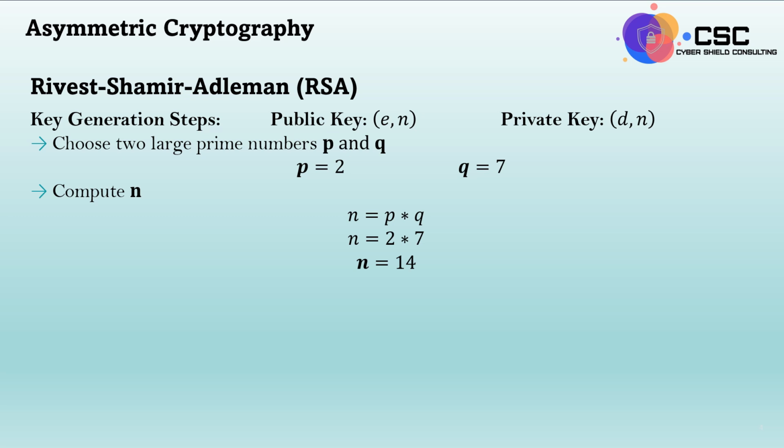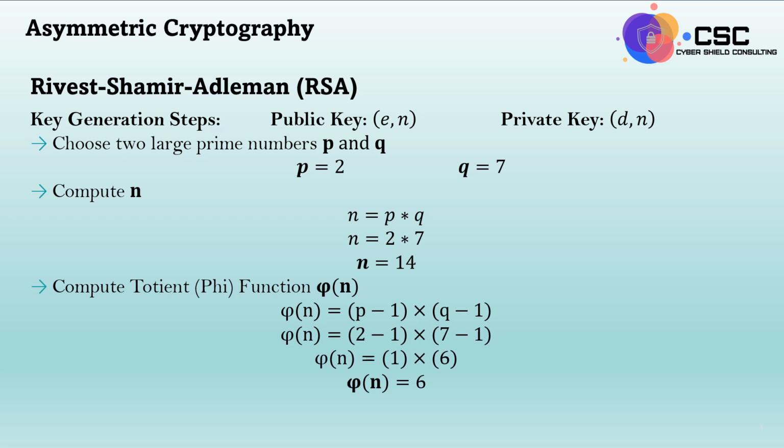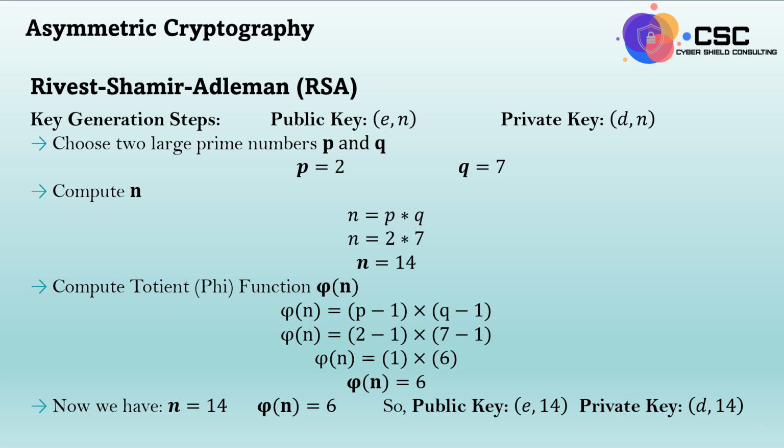Now we compute Euler's totient function, which determines the number of integers less than n that are co-prime with n. The formula for the totient function is (p minus 1) multiplied by (q minus 1). Substituting our values, we get the totient equal to 6. This value will be crucial in the next step when we choose the public exponent e.